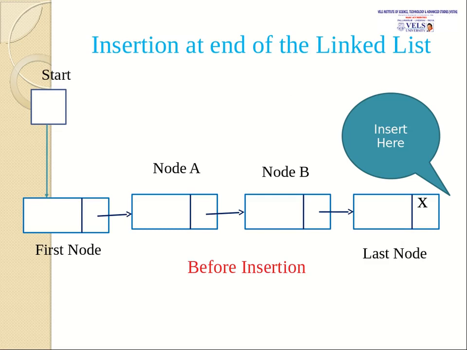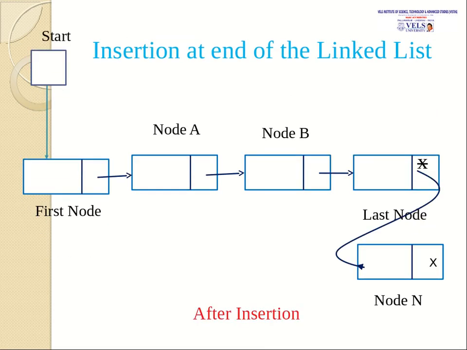So, insertion at the end, how to perform this? That means after the last node I want to insert a new node. So how to perform that? Here we can see that after this node B I have the last node, and after the last node I want the new node to be inserted. I told you already that the last node will have the link part as X to tell that it is the end of the list.